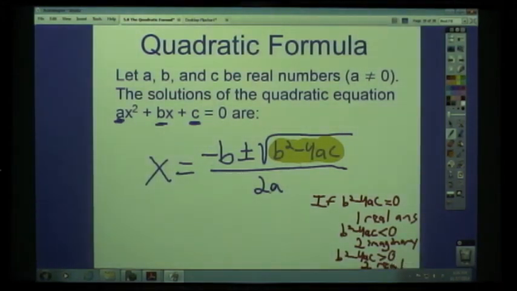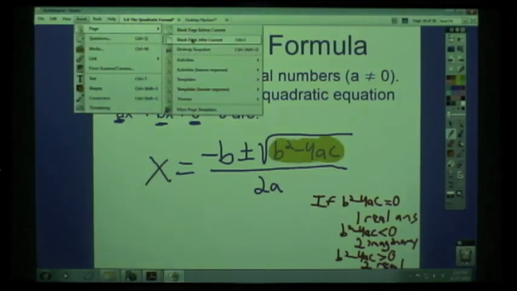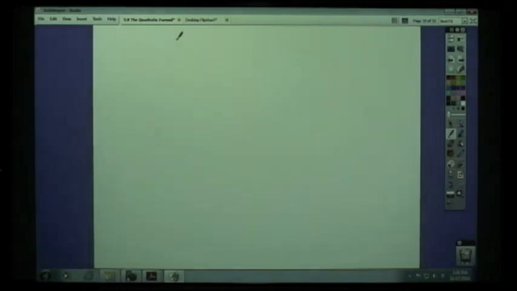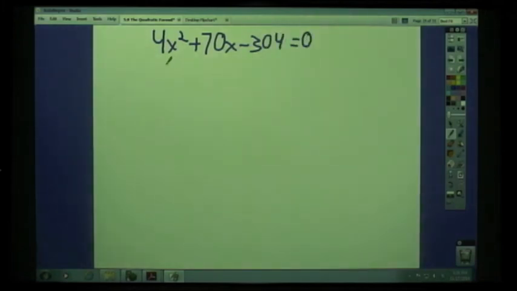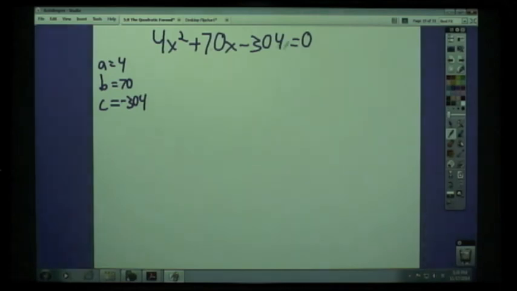So this little formula will give you the answer no matter how ugly your equation gets. So even that one that we just looked at, if you're looking at that example off the quiz, number 20, your equation for that one was 4x squared plus 70x minus 304 equal to 0. A is 4, B is 70, and C is negative 304. You can use the quadratic formula to solve this equation.